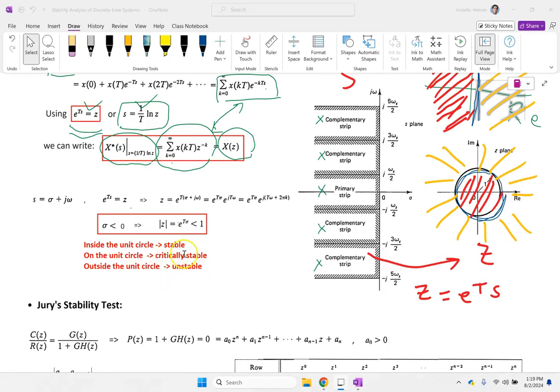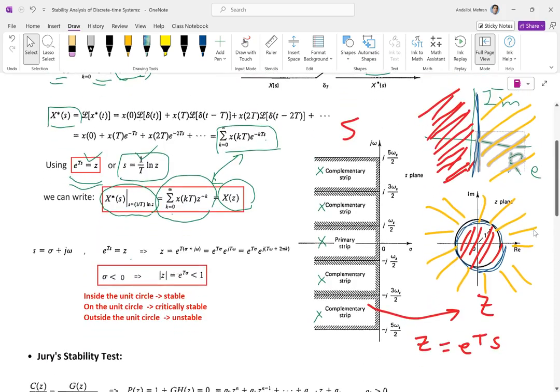So here I added them for you. You remember that as long as the poles of the closed loop system are inside, outside, or on the unit circle in the z-plane, that means stability, instability, or critical or marginal stability. This is what we can clearly see from this simple transformation formula. And as I said, there is no one-to-one relation between s and z. There are infinitely many s's that correspond to a single z.